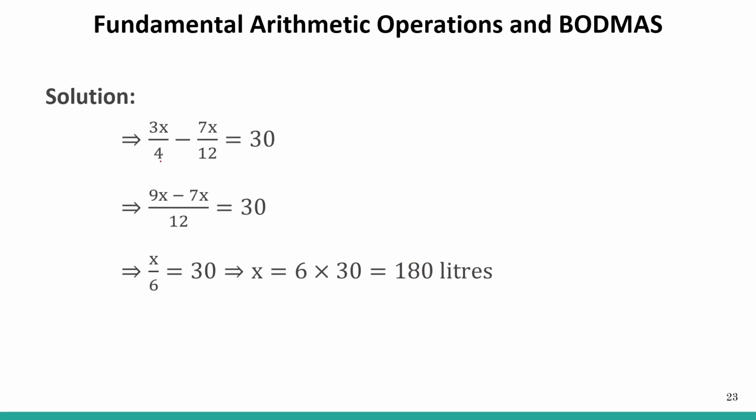So here what happened was, we took 30 to the right hand side and took 7x by 12 into the left hand side. So the negative symbol comes here and here it becomes positive. So 9x by 12 minus 7x by 12 is equal to what? 2x, right? So 2x by 12 is equal to 30. So this implies that x by 6 is equal to 30. Okay, since 2x by 12 is equal to 30, we can cancel 2 from numerator and denominator by dividing by 2. And what we are left with is x is equal to 6 into 30, that is 180 liters. Okay, so this is the correct answer.